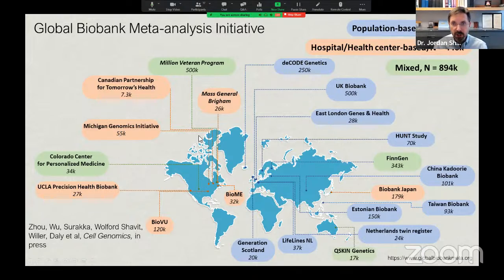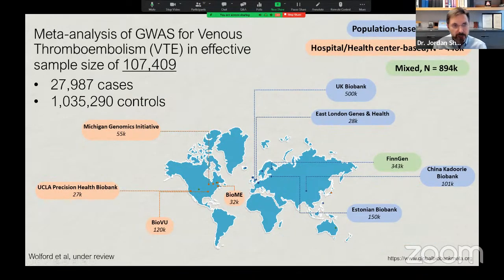And there's some that are smaller, that are 7,000, and there's some that are huge, like the UK Biobank has 500,000 individuals. It's a biobank that's across the United Kingdom. And all these biobanks have partnered together for this, what's called a meta-analysis, to look at all their data together. And so we partnered with a group at Michigan who works with them.